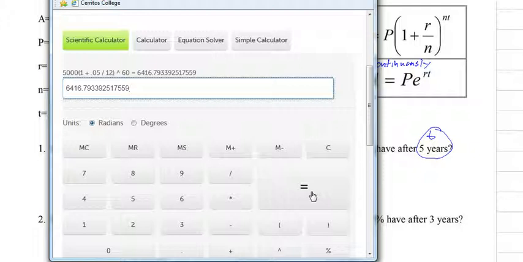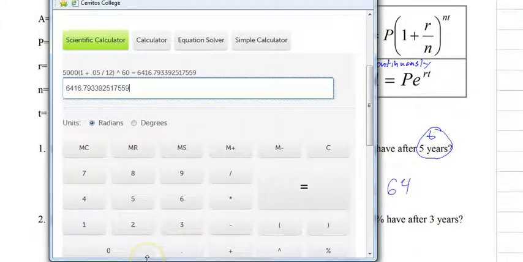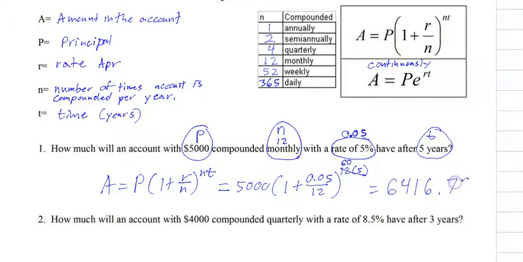And then just hit enter, and there it is. So it's $6,416.79. And that's it. So you plug in the values, enter in the calculator, it spits out what you need. All right, try number 2.